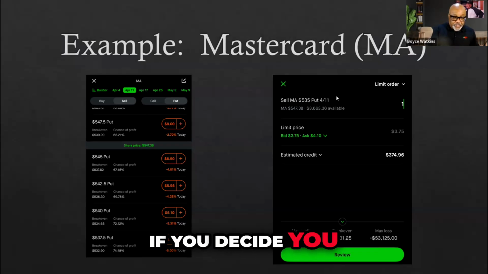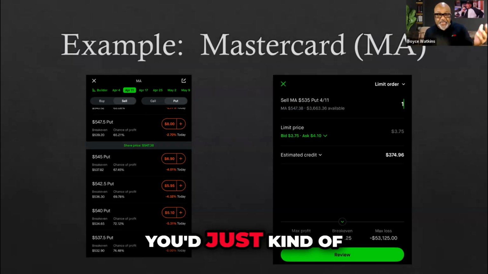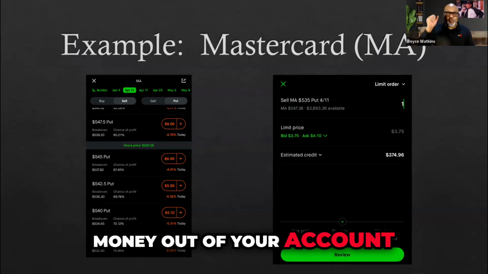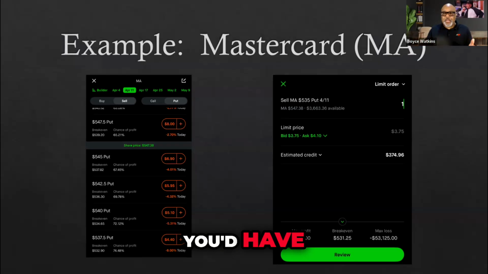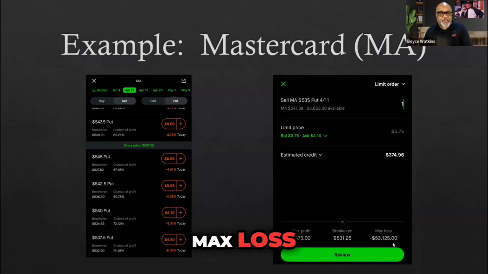So if you decide you want to go ahead and take ownership of the stock, then you would just kind of let it get exercised, and they would take the money out of your account, and then you'd wake up on Monday and you'd have 100 shares of Mastercard stock. So this is not a max loss. Do not forget this.